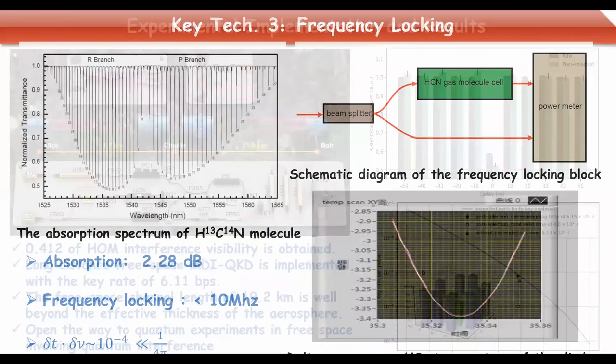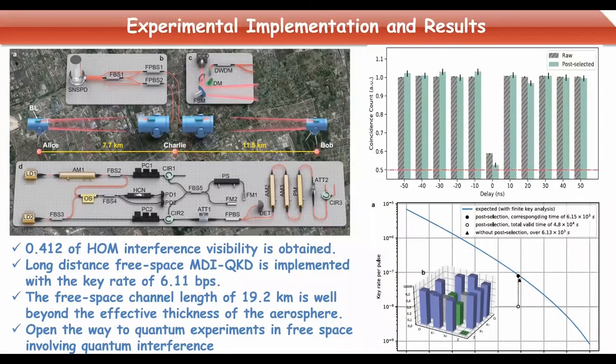And then we did an experiment in Shanghai. It is about 6 bps over around 20 kilometers. The key rate is still low, but it's the first experiment, and I think in the future we can increase the efficiency. You can get this experiment from arXiv, and it has just been accepted by PRL. Probably you will see it in one or two months.